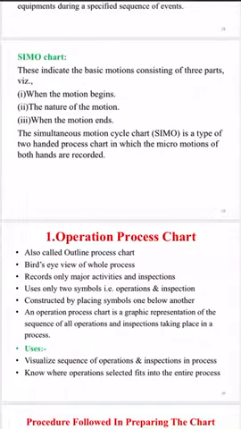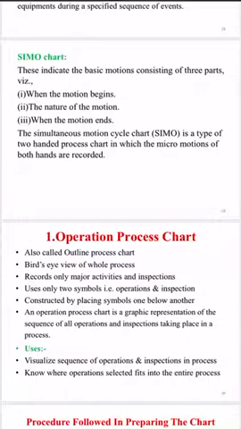Okay, so it will record only the major activities of the operation. That's why we can say that it uses only two symbols, that is circle and square. Circle is for operation and square is for inspection. As we know that only two types of activities are recorded by this operation process chart, we need to use only two symbols, that is circle for operation and square for inspection.